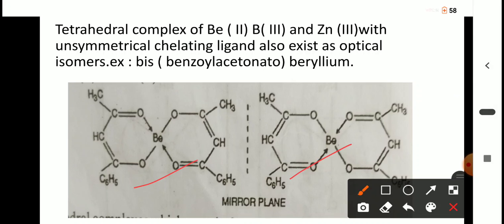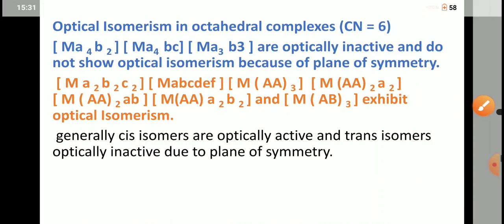In the first one, you can see it has a C double bond O and a single bond O here. In the other, it has a single bond and a double bond. These are non-superimposable mirror images, therefore they are called optical isomers.